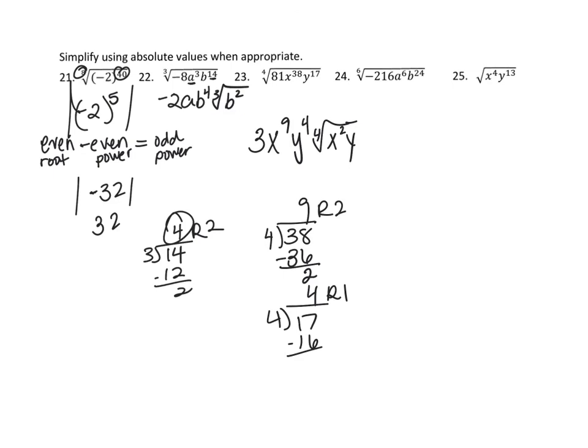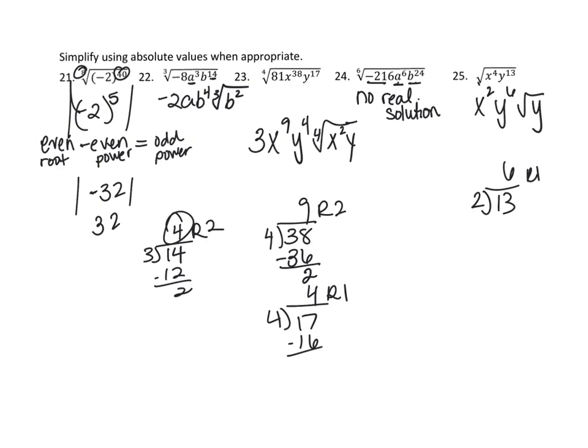Here we have the 6th root of -216, a to the 6th, b to the 24th. Now these are both even powers, so even if I put in negatives, they're not going to make this negative a positive, so this one is no real solution. Okay, and lastly, we're going to take the square root of x to the 4th, y to the 13th. The square root of x to the 4th is x squared. And then again, 2 goes into 13 how many times? 6 times, y to the 6th, with 1 left over. So we still have square root y left under the radical.